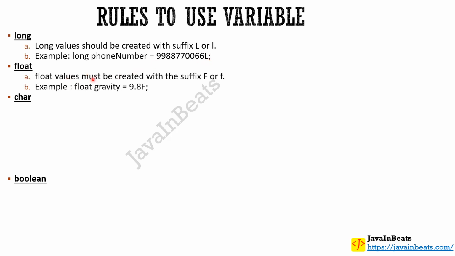For a float, the value must be created with a capital F or small f. Here, providing a capital F or a small f as a suffix is mandatory. For example, if you are storing a gravity value 9.8, then this value has to be suffixed with a capital F or small f.